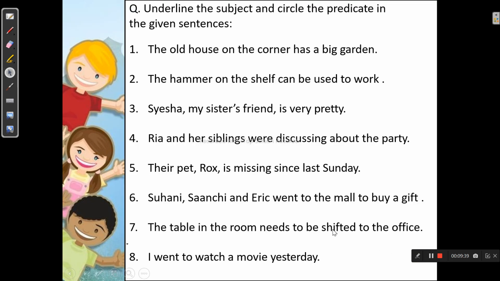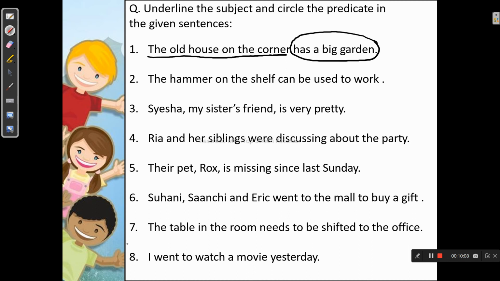Now let's practice another worksheet on subject and predicate. Underline the subject and circle the predicate in the given sentences. The old house on the corner has a big garden. So, what has a big garden? The old house on the corner. So this becomes subject. This is a complete subject. Has a big garden is predicate.